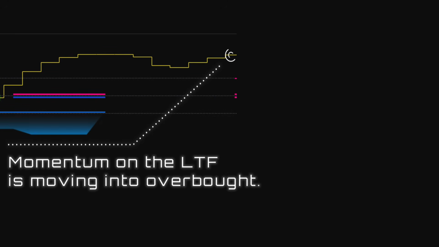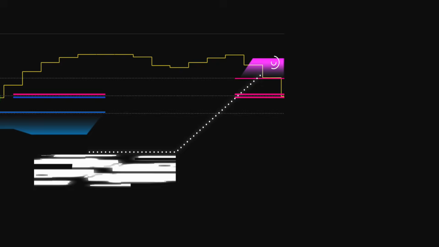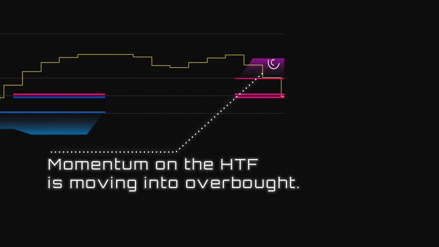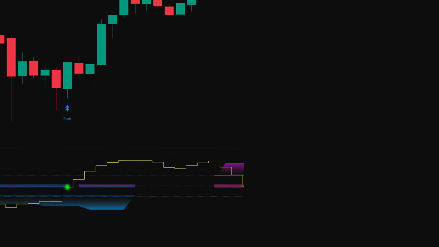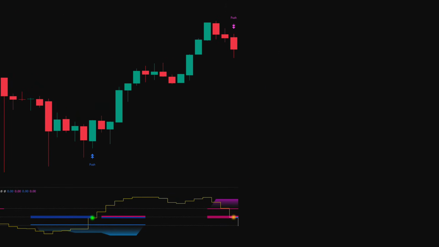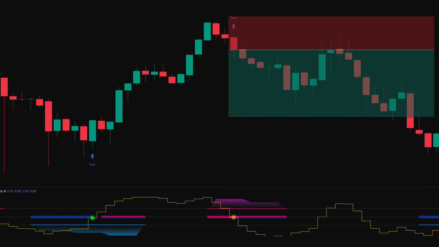Here, the indicator detects that momentum on the lower time frame has entered the overbought zone. Then, a pink block appears, signaling that the higher time frame has also entered overbought territory. At this point, the indicator patiently waits for a reliable bearish candle to trigger the down push sell signal. With this mechanism, you've already seen why it's called a push signal.